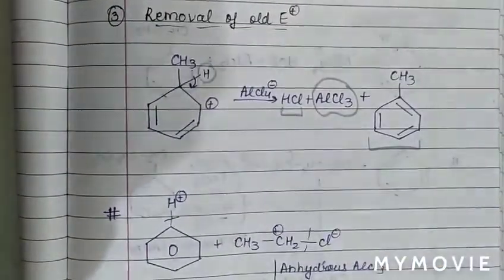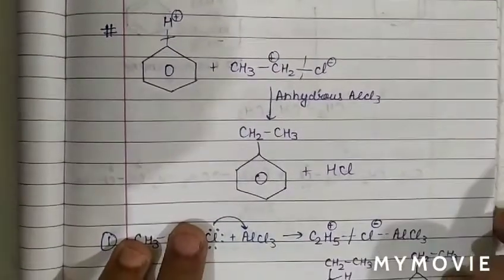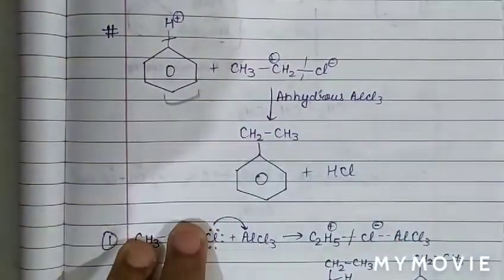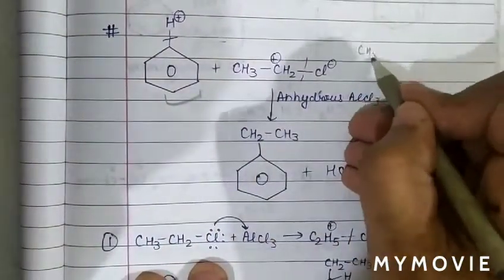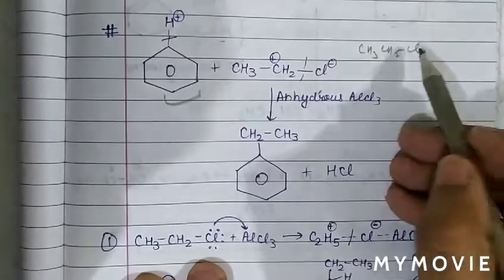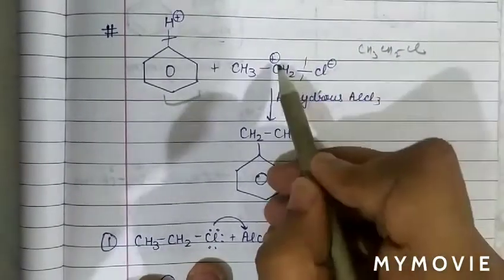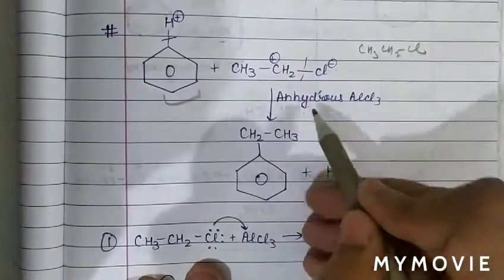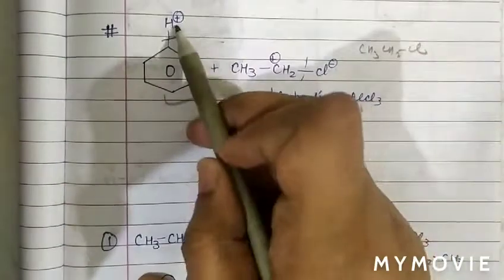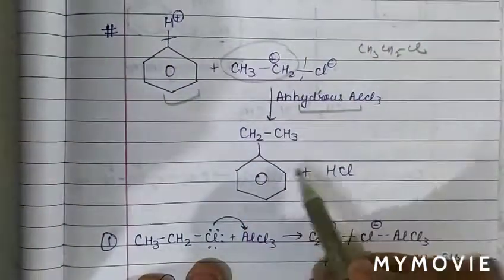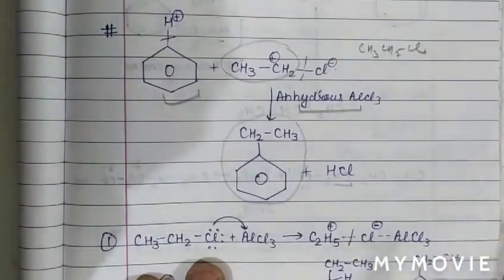Now see another reaction of Friedel-Crafts alkylation. Now we have a benzene ring, and along with the benzene ring we are adding CH3CH2Cl. So in this case again carbon and chlorine, chlorine is more electronegative, therefore it has a negative charge, and this carbon has a positive charge, in the presence of anhydrous AlCl3. Now in place of hydrogen, this electrophile will attack and form ethyl benzene as a product, and HCl is removed. Now see the mechanism.